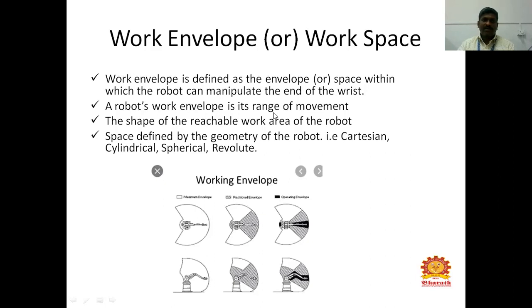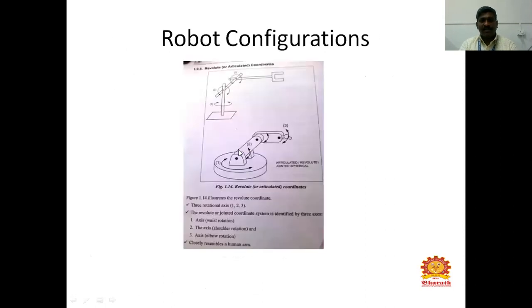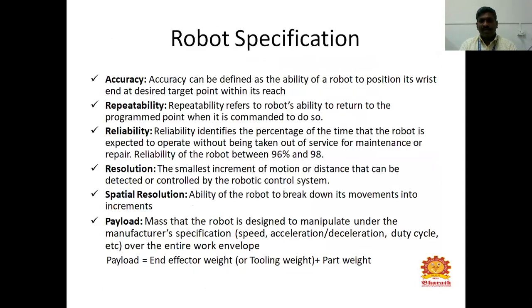Okay, a robot work envelope is the range of movement, how the robot can move. Look at this picture, we can understand easily. Here the robot manipulator is moving about this part only. This is called the work envelope of the robot. It's not moving behind this part, right? So this is called the robot workspace. This depends upon the configuration of the robot: the shape of the reachable work area, the space defined by the geometry of the robot. For example, Cartesian, cylindrical, spherical, or revolute. We already discussed the configurations, and the same applies to the work envelope of the robot.